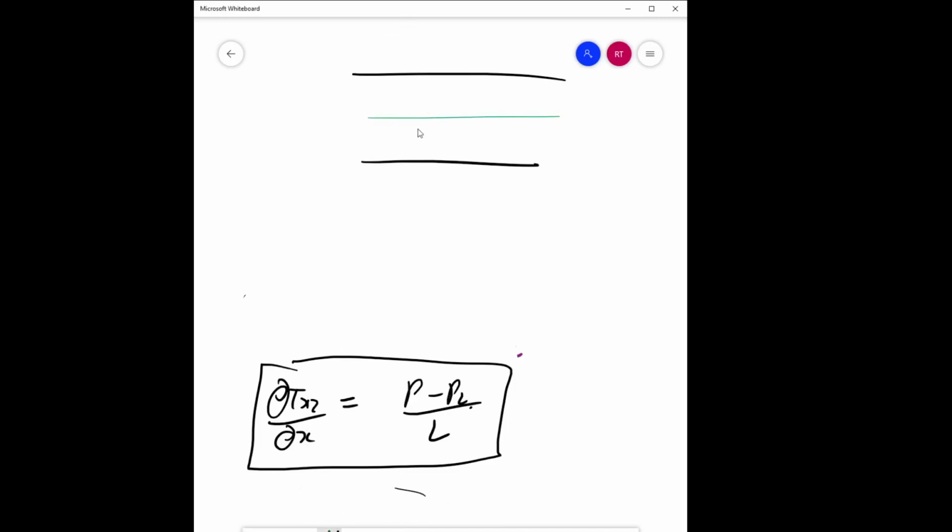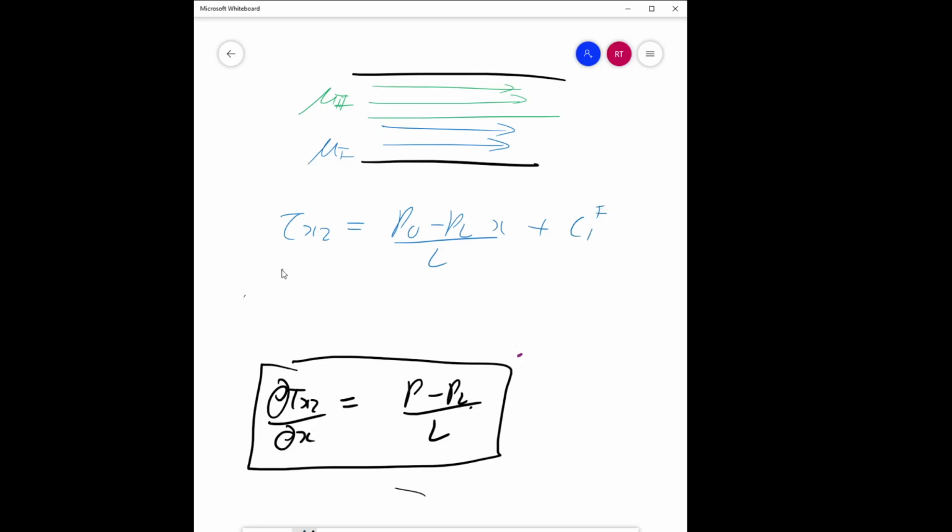See, I put the first fluid in green color and the second fluid in blue color. And this would be your density rho one, viscosity mu one, and the other would be mu two. Okay, so here now everything would be the same and we would reach the same conclusion initially. And on solving this, I'll just write that down. You just integrate this, keeping in mind that there are two different shears based on the different fluids. This is tau xz. This one can be p0 minus pL, divided by L, into x, plus c1, c2.